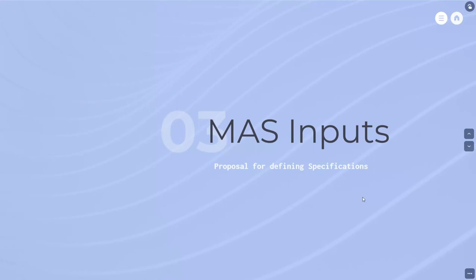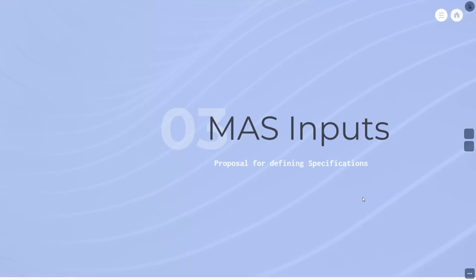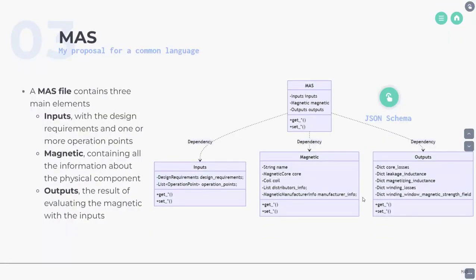Now comes the part where I will show you the proposal that I have for defining these specifications. I will start by going back to what we saw in the previous meeting, the starting point. This is what I call the MAS file. This is the topmost file in the standard, or in the language, and it's composed of three components: the inputs, the magnetic, and the outputs. The magnetic is what we talked about in the last meeting. It's the physical component, and it's composed of the core, the coil, and some information about the distributors and the manufacturers.